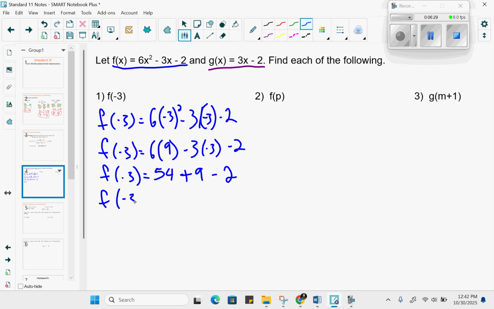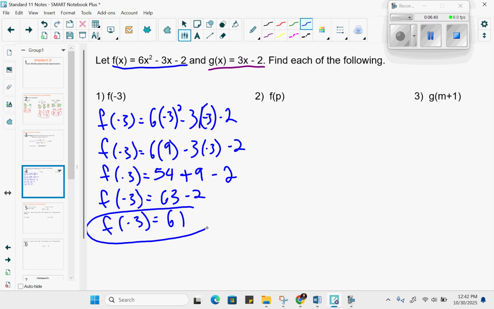F of negative 3 is 54 plus 9, 63, minus 2. F of negative 3 equals 61. That's my answer. It's simplified. That's all we're going to do. So if you have numbers, you simplify as far as you can. Sometimes you'll have numbers and letters, and it's a little tricky. We'll see one of those.